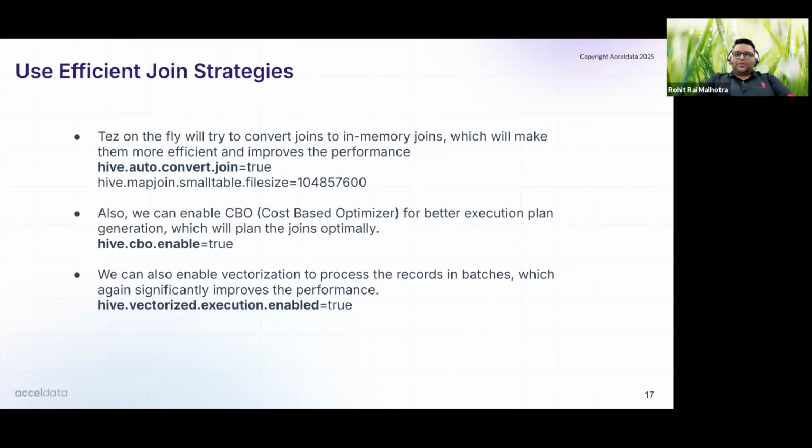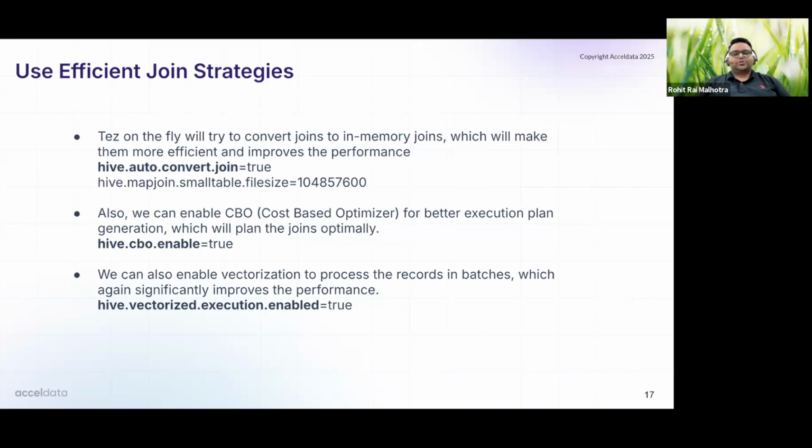Join strategies are another way to manage the queries. One way to manage the join is to make sure that Hive auto convert join is set to true. It makes sure that the joins, whenever possible, are converted to in-memory joins, because in-memory joins are much faster compared to other joins, which need the data to be spilled over to the disk. We also use CBO, which is the cost-based optimizer, to generate optimal execution plans using these join strategies.